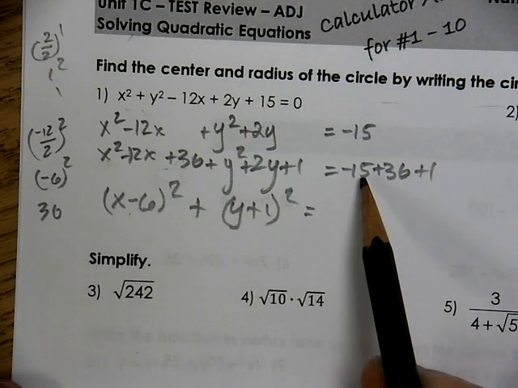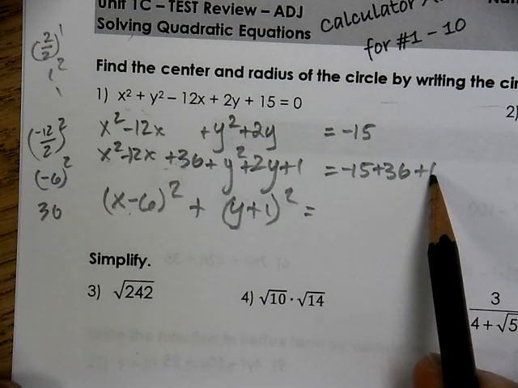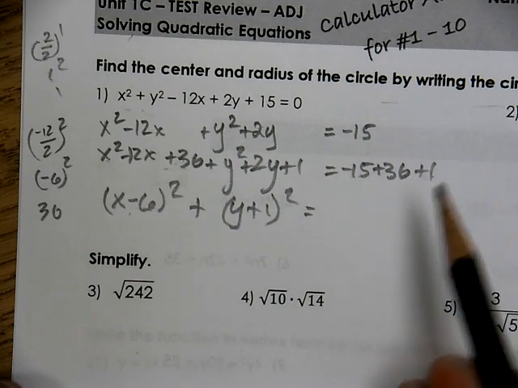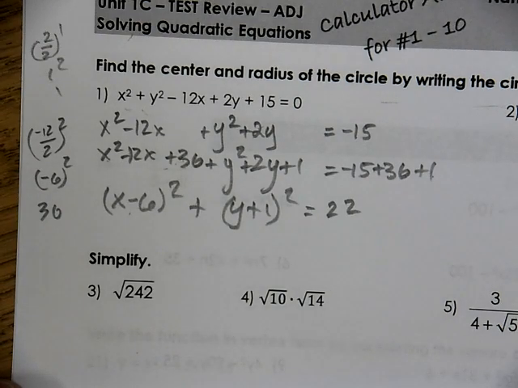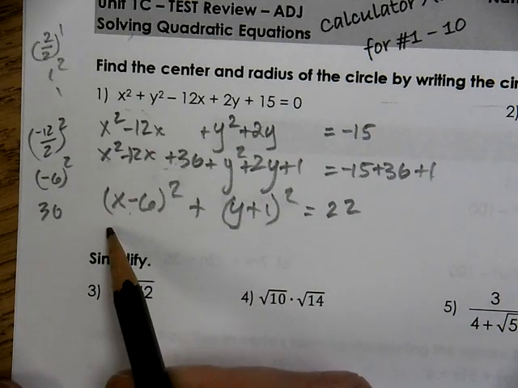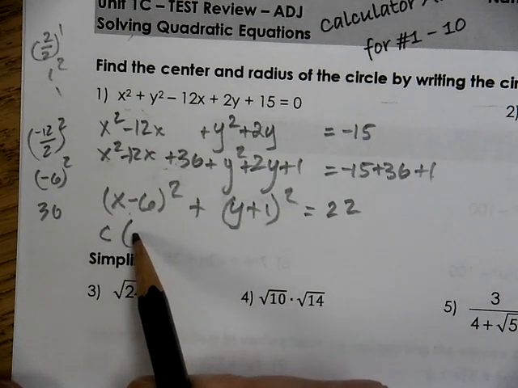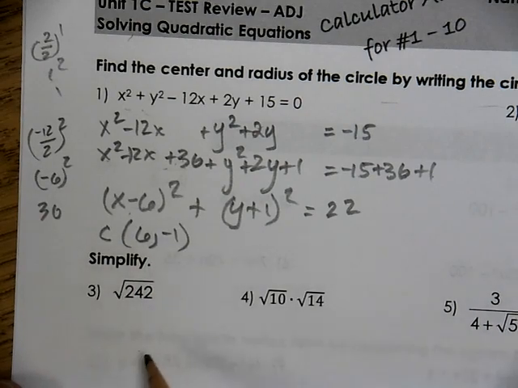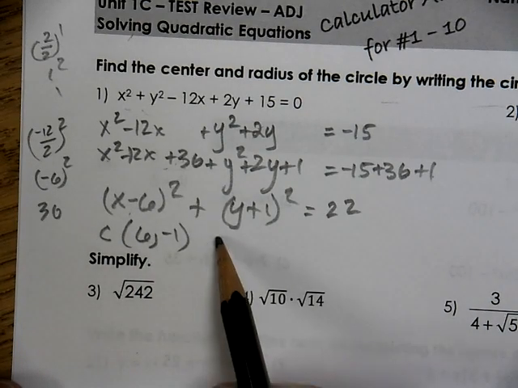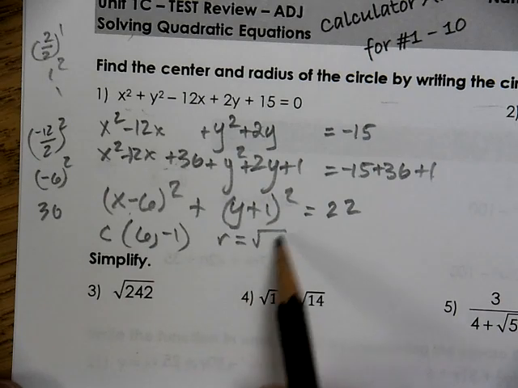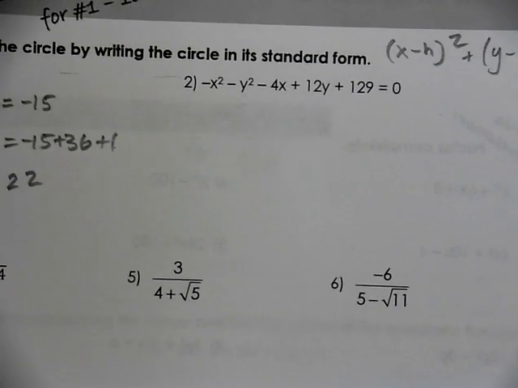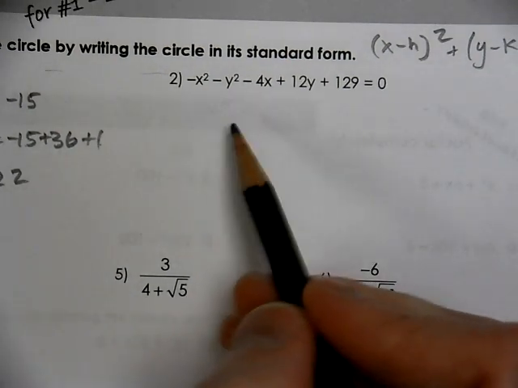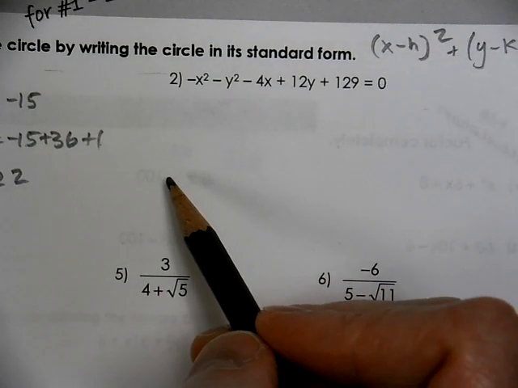And in this case we have 36 plus 1 is 37, and 15 becomes 22. So if we're going to find the center, it is 6 comma negative 1, and our radius is going to be the square root of 22. So we'll try it again here. You can pause the video and you can try it yourself.